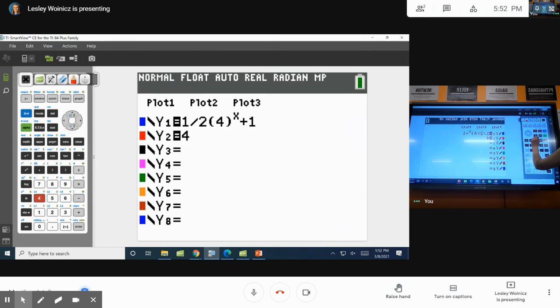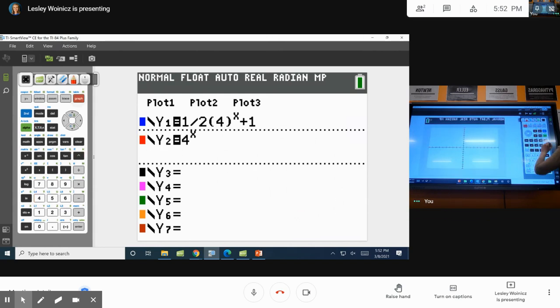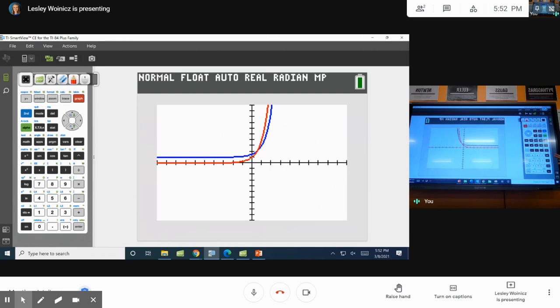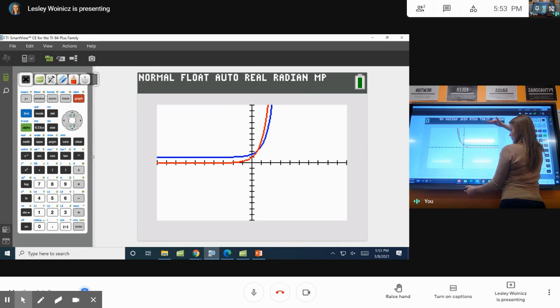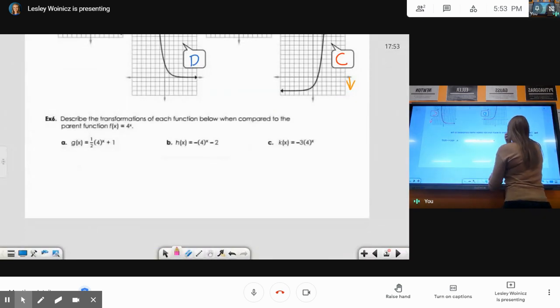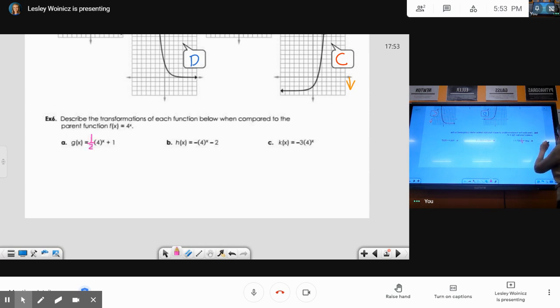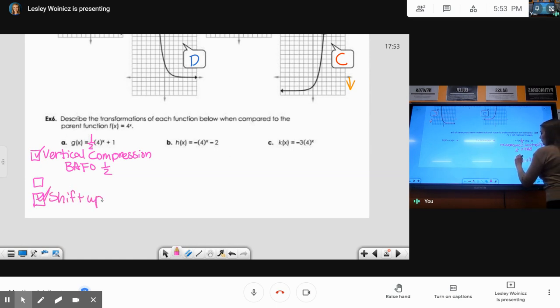So it's 2 to the x. So that's my transformation, and that's my parent. So you can see that I got vertically compressed and that I've shifted up 1 compared to the parent. So the 1/2 gave me a vertical compression by a factor of 1/2. We have no reflection because the A was positive, but we have a shift up 1 unit.